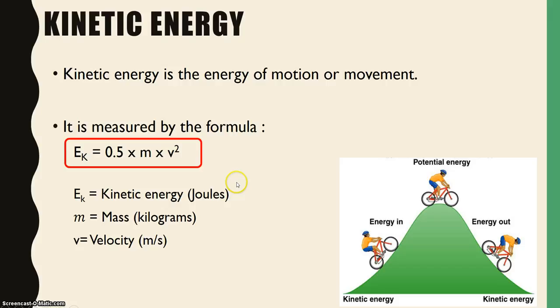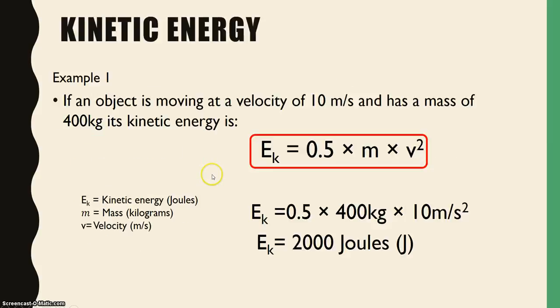So kinetic energy is given by the formula written here. EK, or kinetic energy, is equal to 1/2 or 0.5 times the mass of the object in kilograms times its velocity, v, squared. Velocity is in meters per second. An example of how to use this is in the next slide.